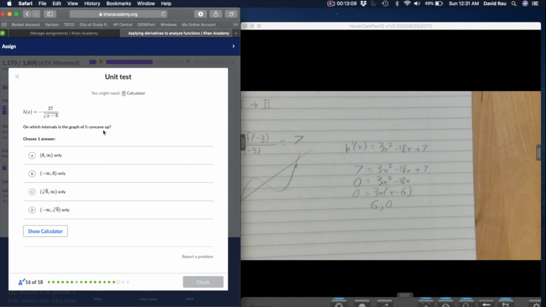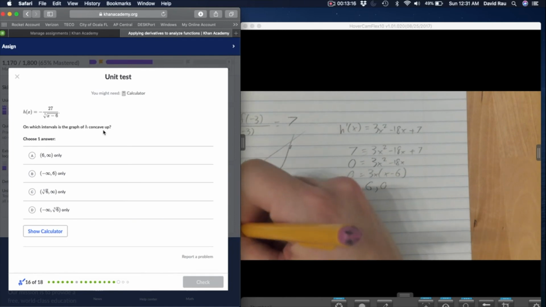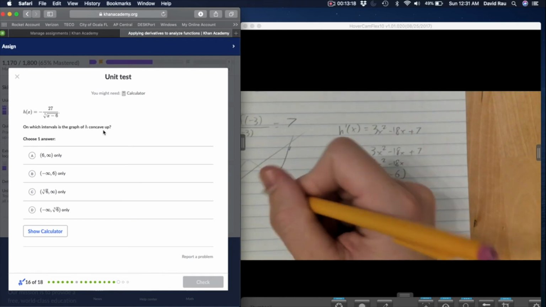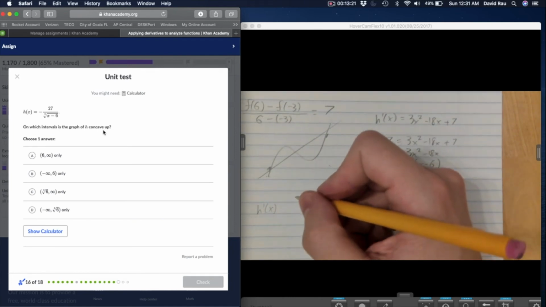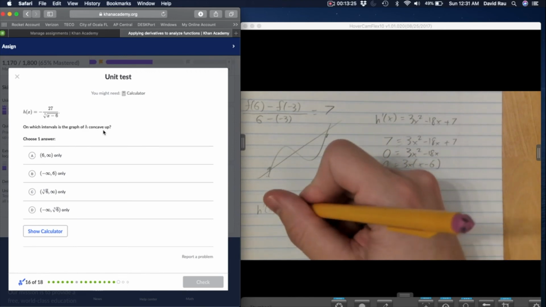Where is the graph concave up? Now, I'm not going to be able to do this in 2 minutes because I have to derive this twice, unfortunately. So let's find h prime. Concavity is found by looking at the second derivative. Now, h prime, I got to rewrite this first.